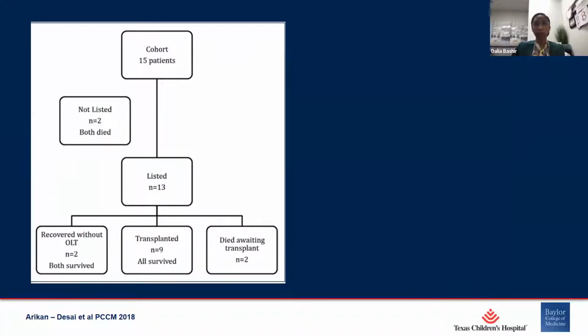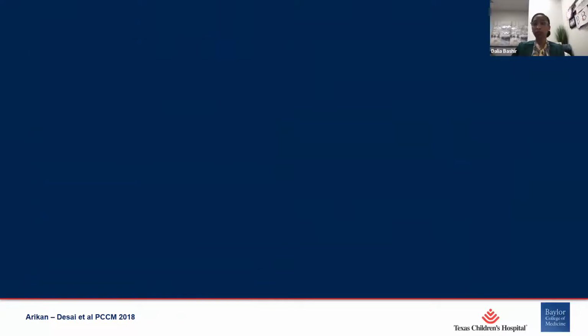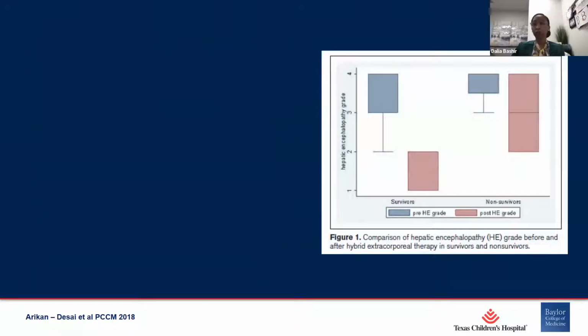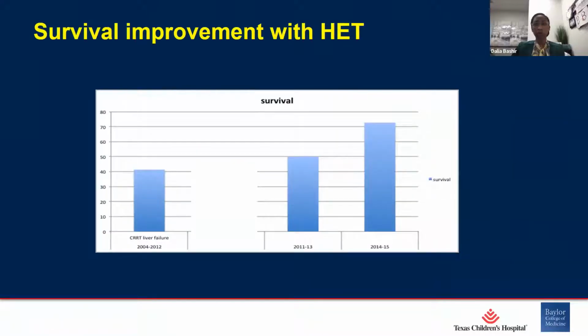And you'll see here, out of the 15 patients, 13 got listed, 2 recovered before transplant, 9 were transplanted and all had survived, and 2 had passed away awaiting a liver transplant. Their 90-day survival post-transplant was about 100%, and overall hospital survival to discharge was about 73%. And you'll see that 87% had improvement in hepatic encephalopathy.